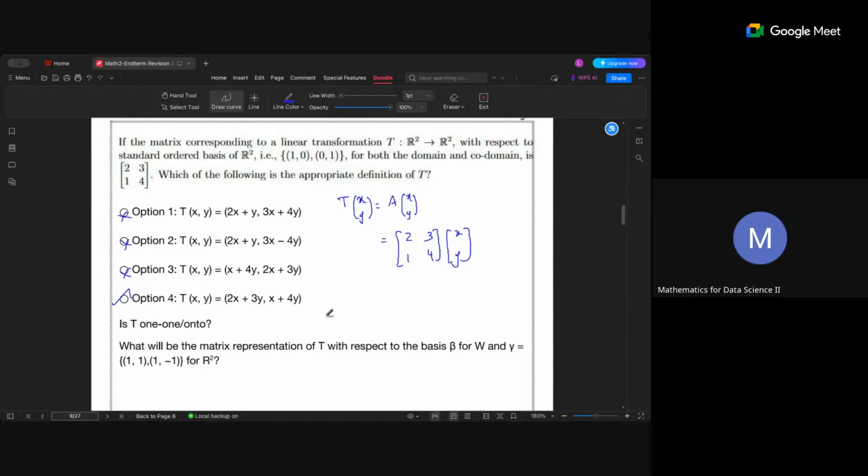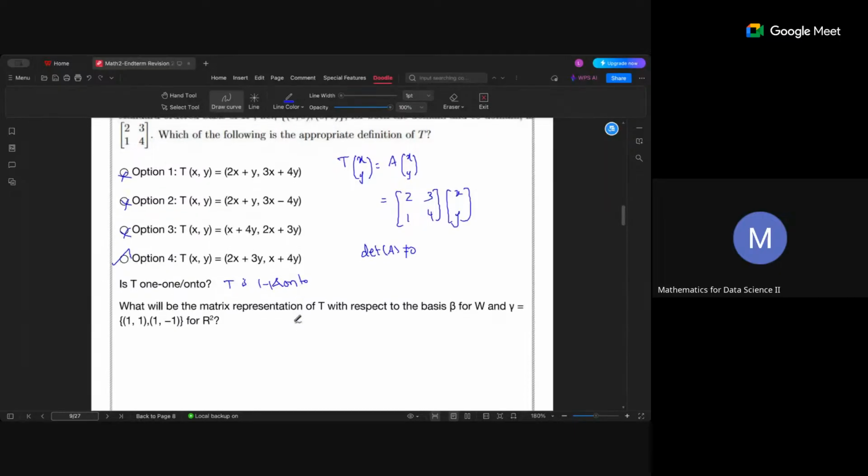Is this T 1-to-1 or onto? What is the determinant of A? The determinant is non-zero, so it is both 1-to-1 and onto. Now what is the matrix?